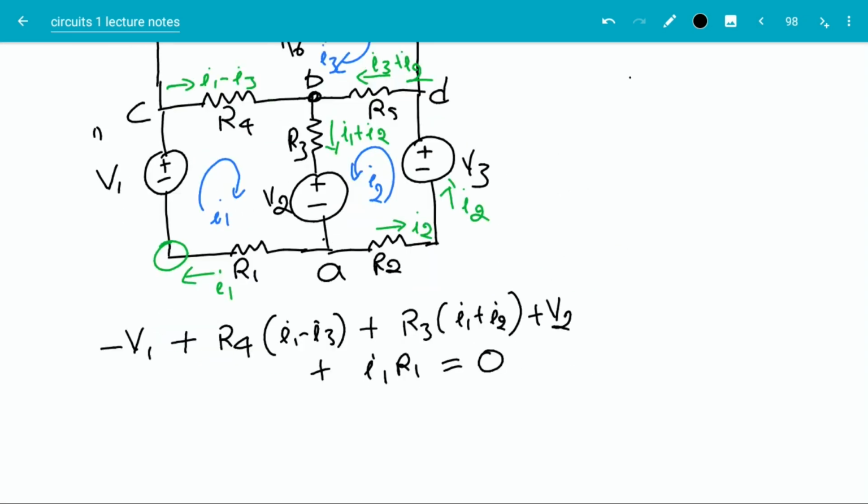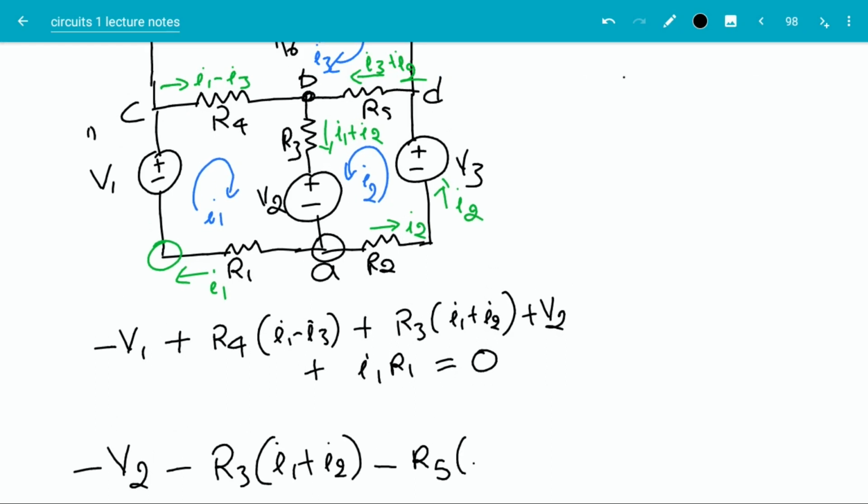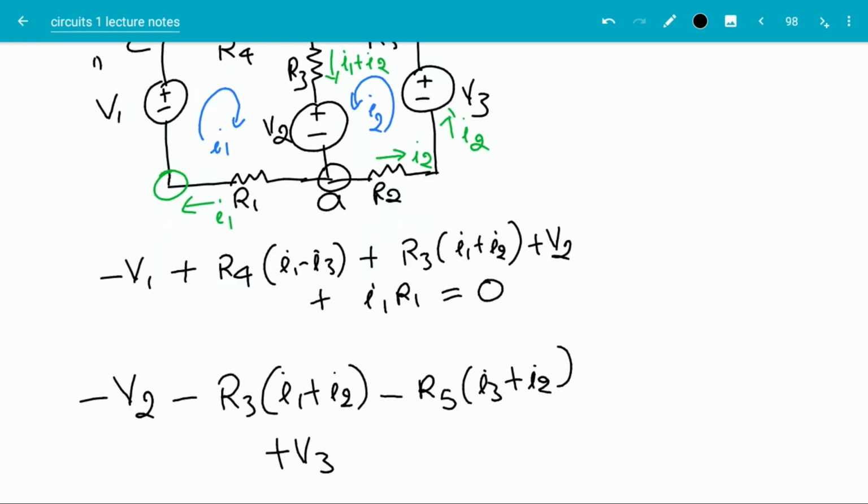I'm going to write the second KVL equation in the loop corresponding to the loop current I2, starting at essential node A, going clockwise. First, when we go up, there's a voltage increase of V2, then there is a voltage increase of R3 times I1 plus I2, then there is a voltage increase of R5 times I3 plus I2. There's a voltage drop of V3. There is a voltage increase of R2 times I2, and this should be equal to 0.